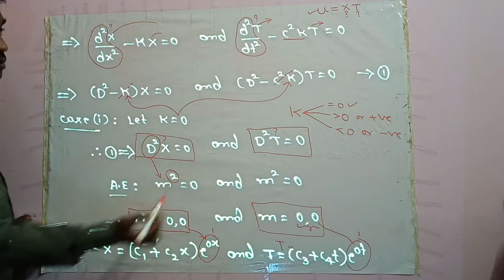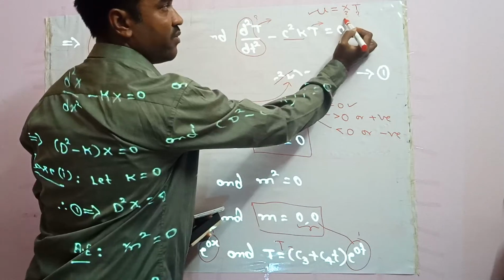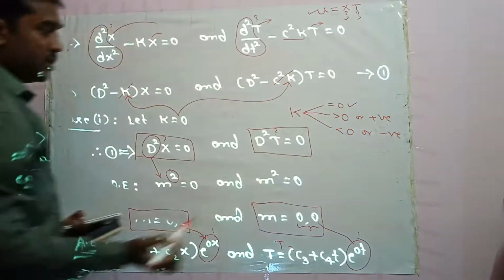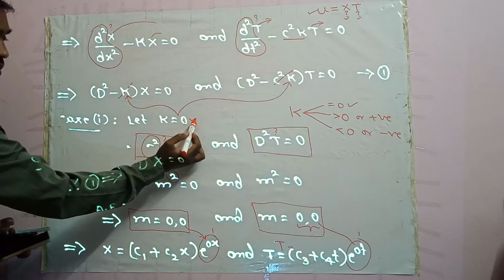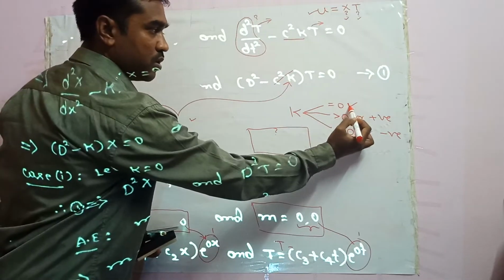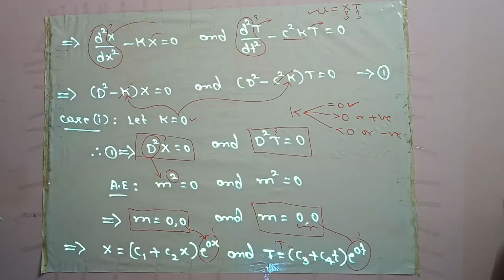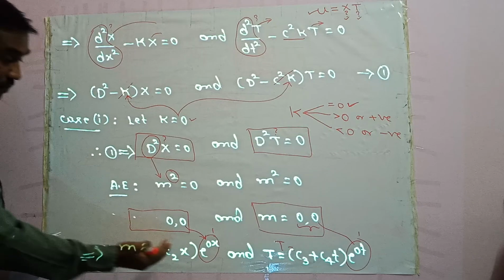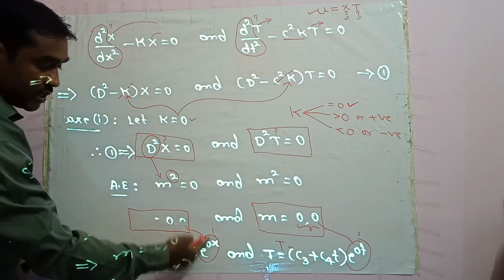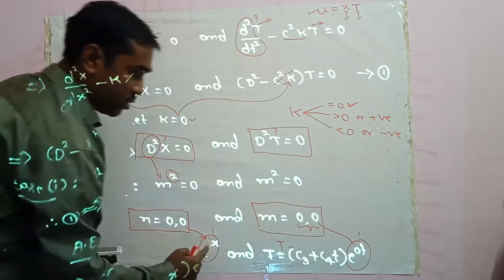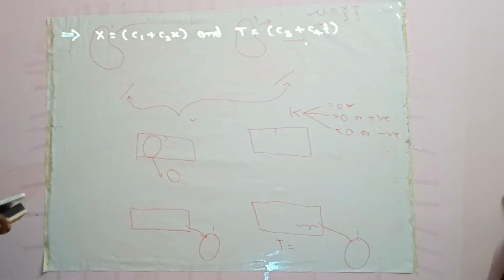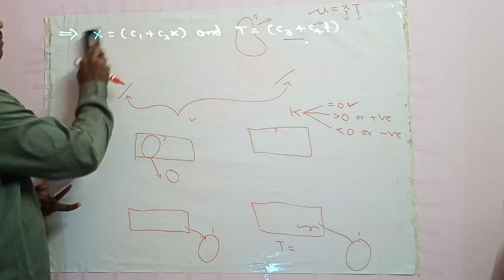So your solutions, we got what is the value of X and what is the value of T for the case k is equal to 0. For the case k is equal to 0, let us rewrite these two by making this as 1. Let us rewrite these two by making that as 1. This we have rewritten.